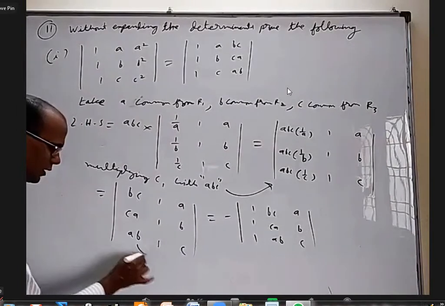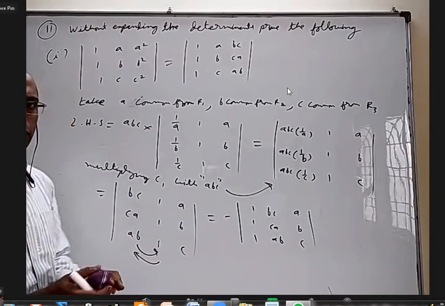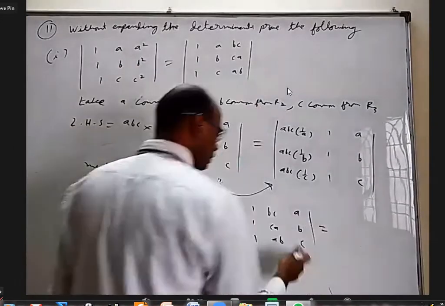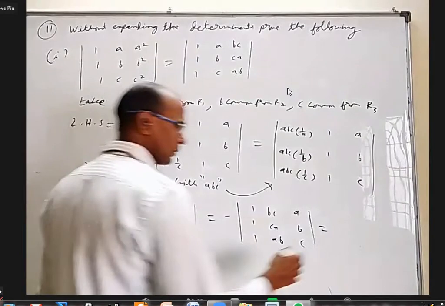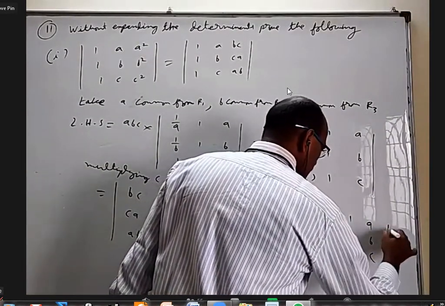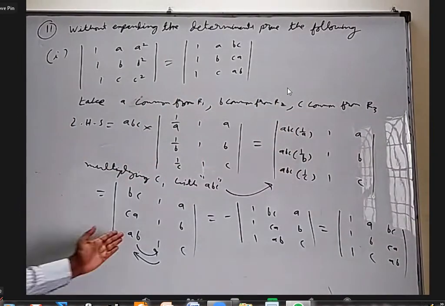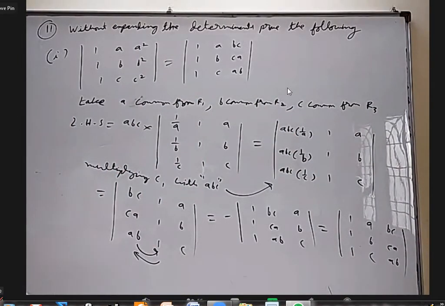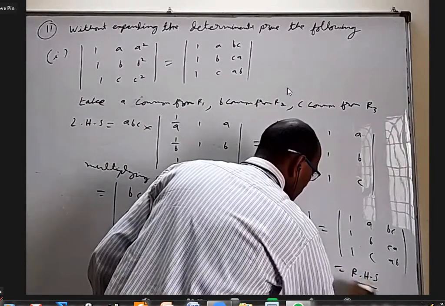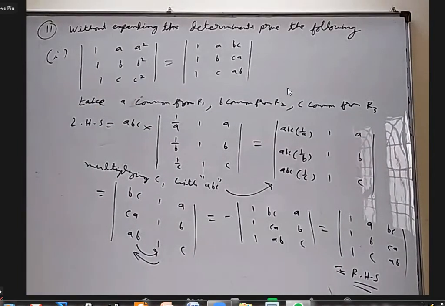So what I have done is, I have done this one here. For one interchange, I'll get a minus. Now I'll interchange these two columns once again. Then one more minus will come, and it will become plus: 1, 1, 1, ABC, BC, CA, AB. Or you can directly say cyclic order. This went to the last, which is equal to RHS. So without expanding, I could prove that these two are equal.